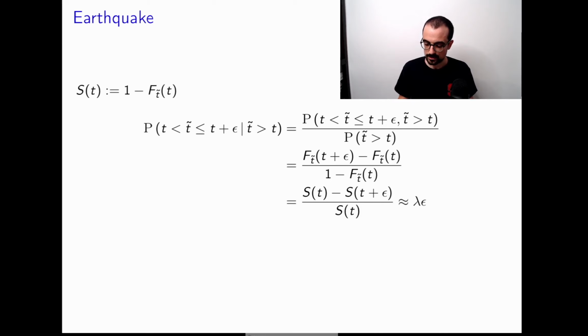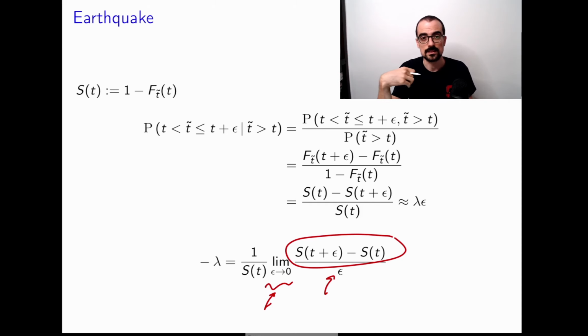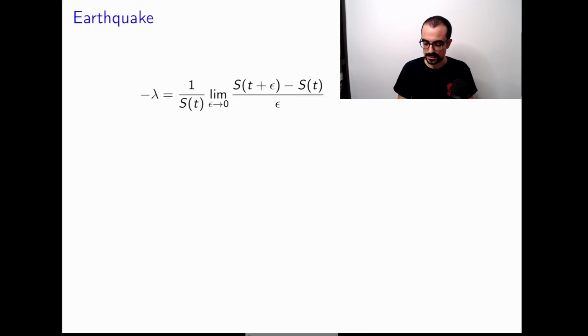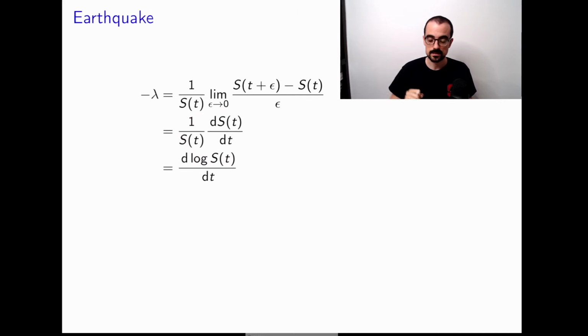So now we're going to move things around a little bit and we get this equality, and we're going to take the limit where epsilon goes to 0. We have S of t plus epsilon minus S of t divided by epsilon when epsilon goes to 0. This should ring a bell. This is just the definition of the derivative. Okay, so we have that the derivative of the survival function divided by the survival function is equal to minus lambda. If you remember from calculus, this is exactly the derivative of the logarithm of S of t, because the derivative of the logarithm of x is 1 over x.